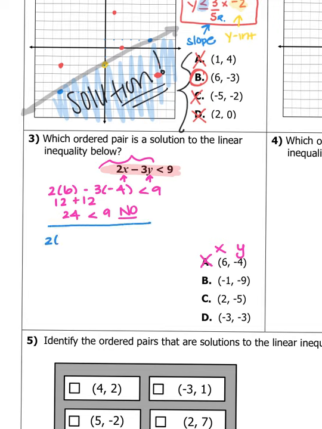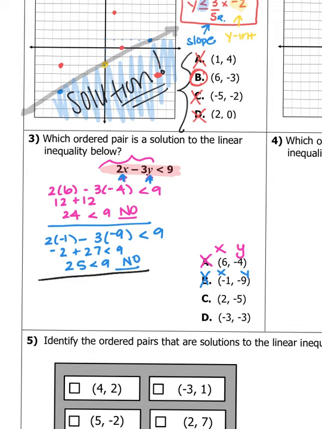2 times -1. Again, remember this is the x and that's the y. So 2 times -1 minus 3 times y, which is -9. And we're checking to see if that's less than 9. So 2 times -1 is -2. -3 times -9 is a positive 27. So -2 plus 27 is 25. Is 25 less than 9? No. So that's also not a solution.